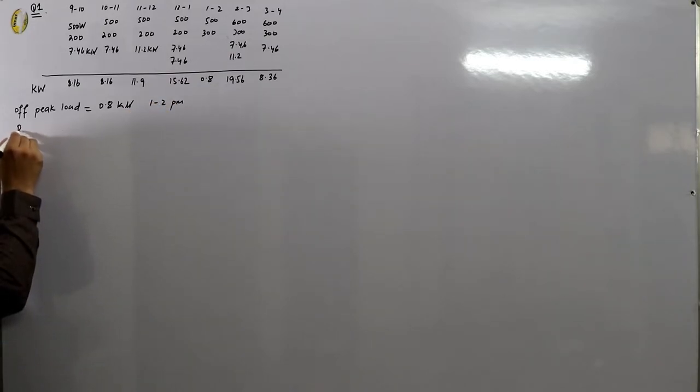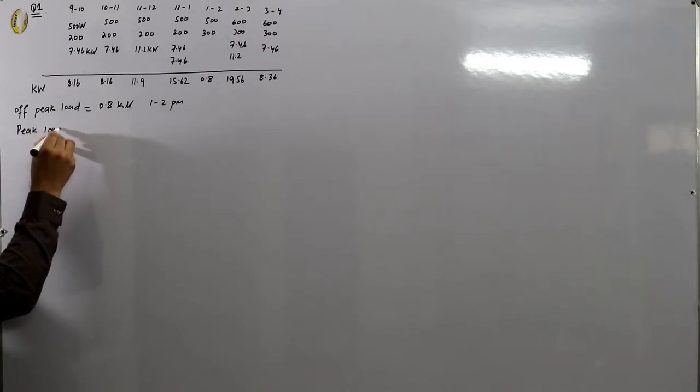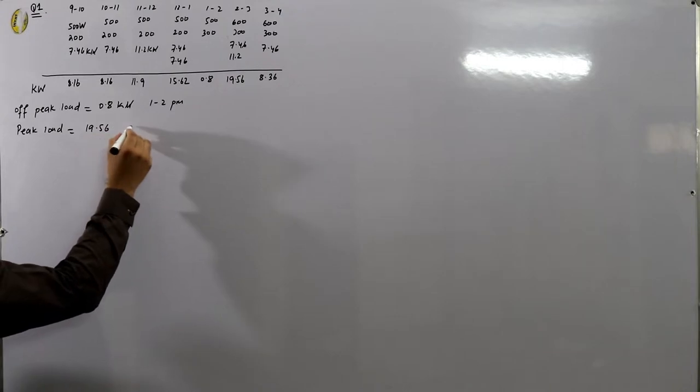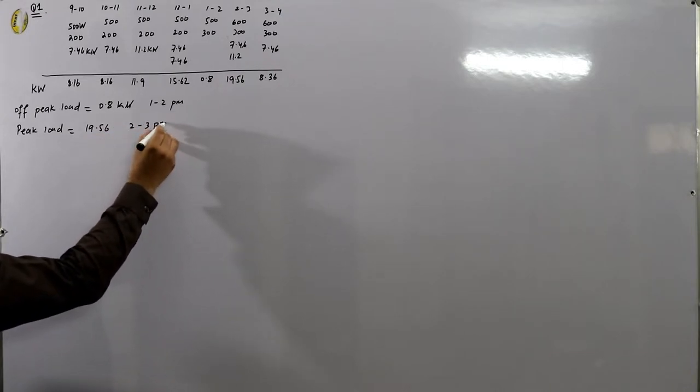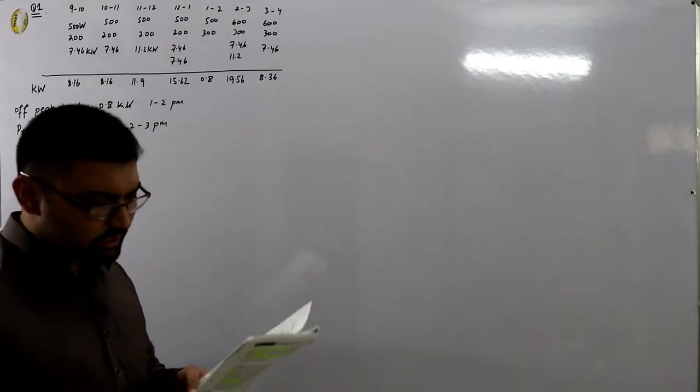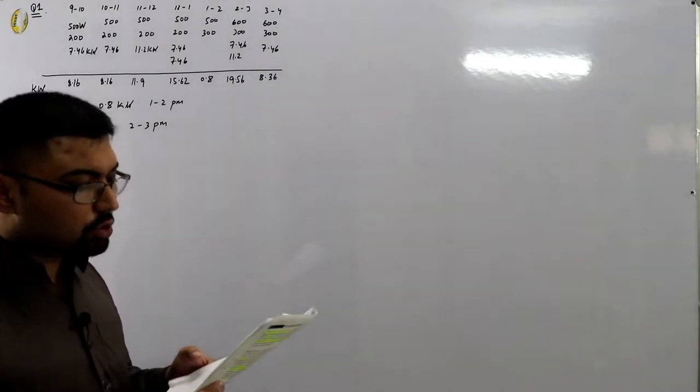Similarly, the peak load, that is the maximum demand, is occurring when? That is 19.56, which is occurring from 2 to 3 p.m. So we are done with the two parts. Then the second is the total connected load.